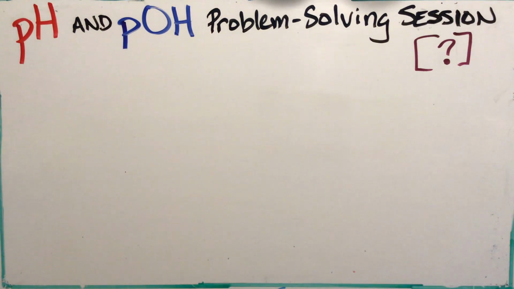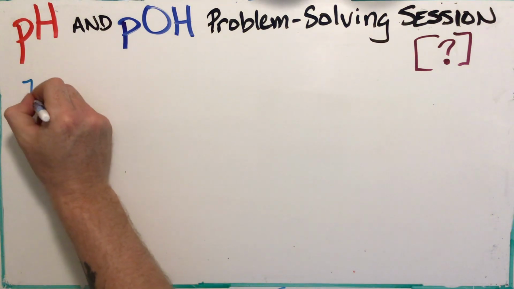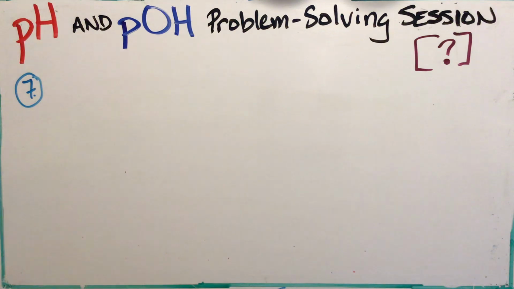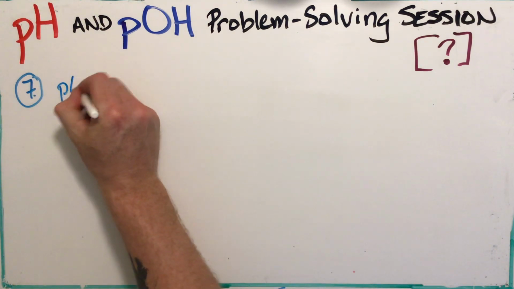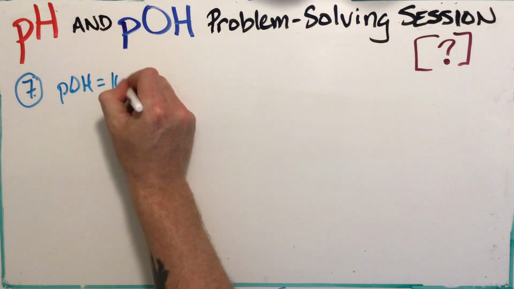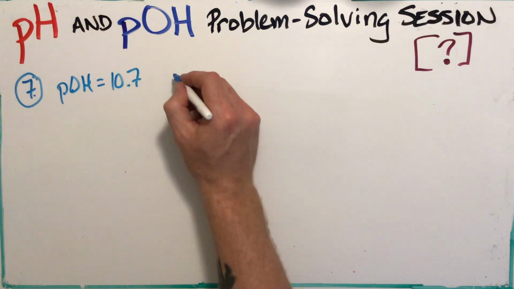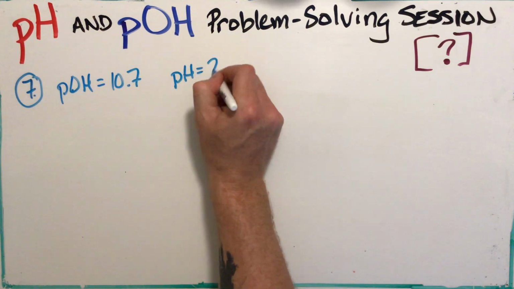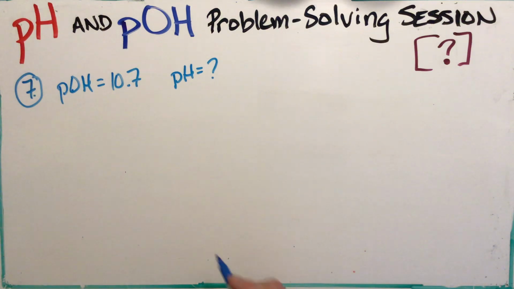Red marker, you are out of here. All right. Blue is working really good. We'll give blue a try. So number 7. A solution has a pOH that is 10.7. What is the pH? Oh, this one's beautiful. This is an easy one.